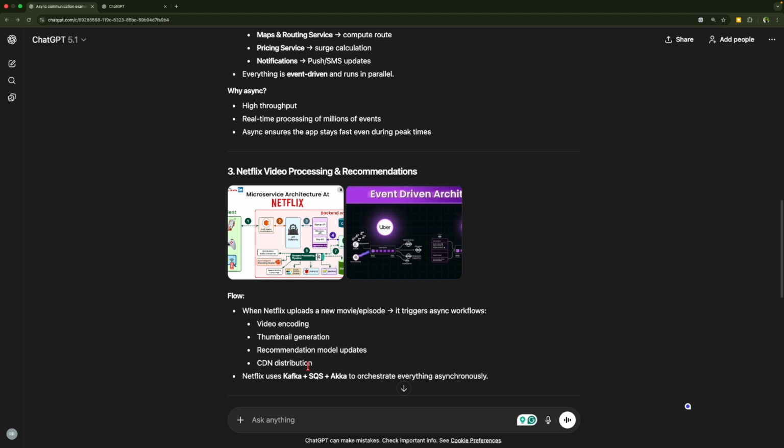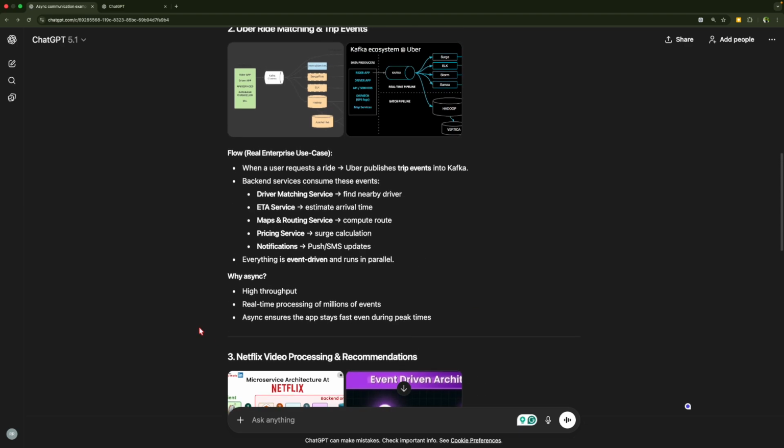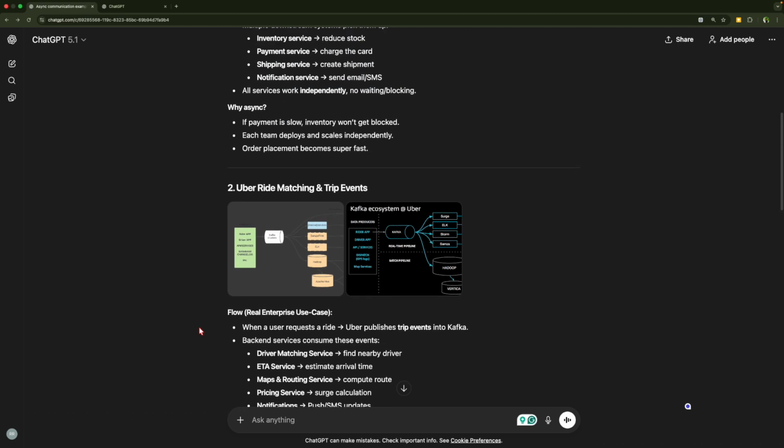Okay, so Netflix uses Kafka plus SQS, which stands for Simple Queue Service, plus Akka to orchestrate everything asynchronously. So these are the multiple tools that are used to do these asynchronous processes. Okay, so that's a couple of examples that I wanted to discuss regarding asynchronous communication. Next, let's look at the different tools or services used for asynchronous communication one by one.